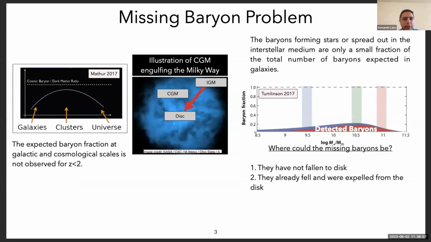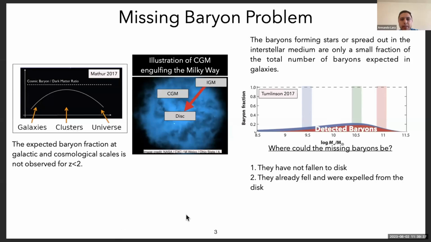So what's the missing baryon problem? Maybe you already know, but let me repeat it. From redshift 2 to nowadays, the amount of baryons observed at galactic scale is about 50% less than that predicted. The Lambda CDM model predicts that the baryons follow the gravitational potential of the dark matter halo, where they lose energy, cool and pull into the center of the halo, forming the galactic disk. However, the amount of baryons forming stars or scattered in the interstellar medium is only a small fraction of the total number of baryons we expect in the galaxy.